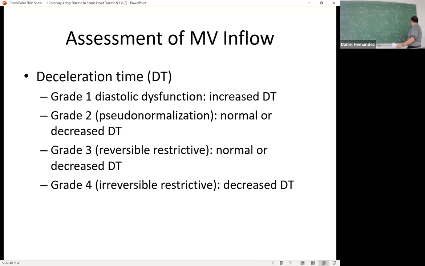Same holds true. So this is even more exaggerated. We're getting even smaller waveforms now as this progresses. And at this point, the E prime and A prime waves are almost identical in size. If we had to do a ratio, our E to E prime is obviously going to be greater than 10.